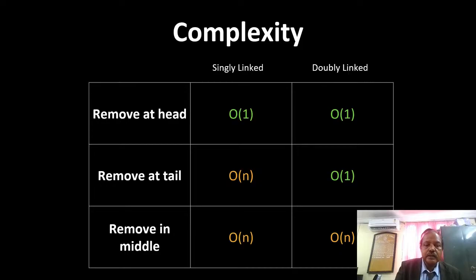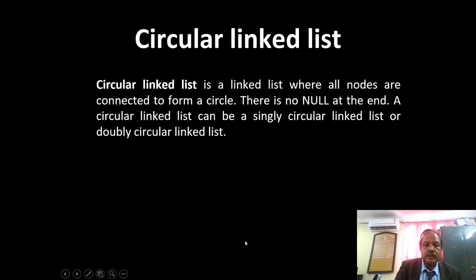But for removal at head, for the single linked list it is order of 1, and it is also order of 1 for the double linked list. But removal at the tail in the single list is order of n. Here it is order of 1. And removal in the middle, in both cases it is order of n. Okay. So these are the things.